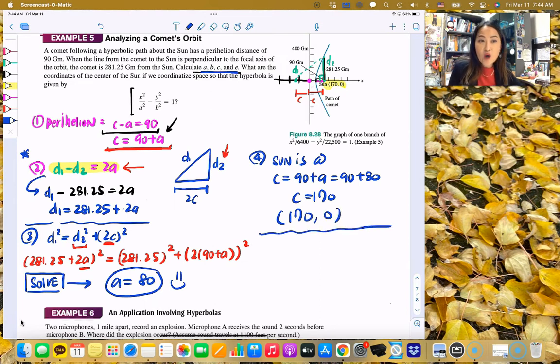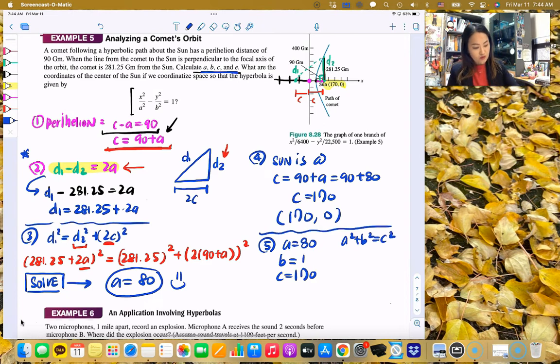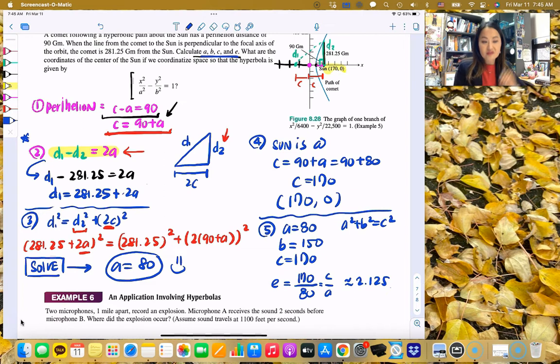But we have C now. We also have A. That means we can find B. So A, again, it's 80. B, we don't know yet, but C is 170. So when we use our A squared plus B squared equals C squared, which is a property that's given, we know for sure that B is 150, okay? And E is even easier. E is just C over A, 170 over 80, okay? And that's about 2.125. And as we know, in a hyperbola C is longer than A. Therefore, the ratio will be greater than 1 in terms of eccentricity, okay?